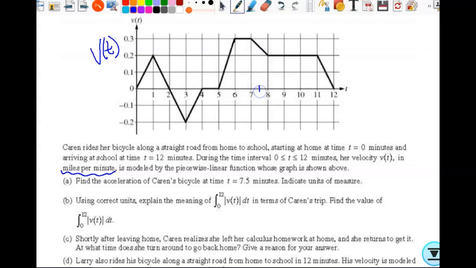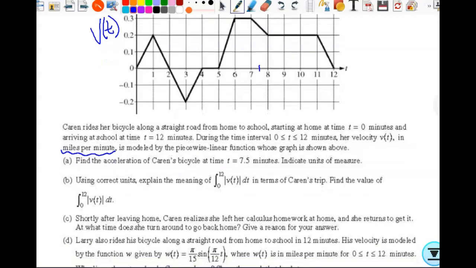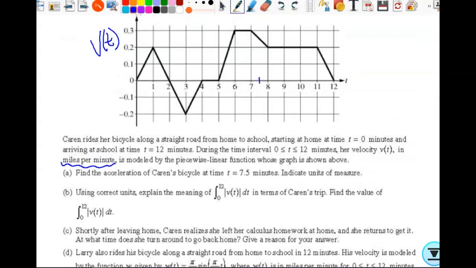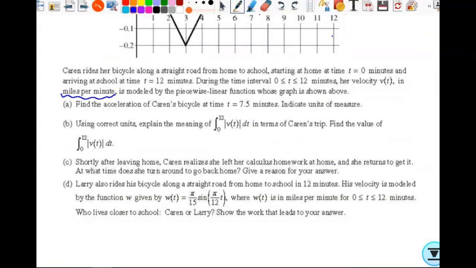Okay? So here's 7.5. I want the acceleration. How is acceleration related to velocity? It is the derivative of velocity because acceleration is the rate of change of velocity, right? And so if I have the velocity function, I need to find the rate of change. And you want to be very careful here because, yes, this looks like a slope of -1, but it's not because of our units. See our units here? Okay, so we want to be very, very careful.